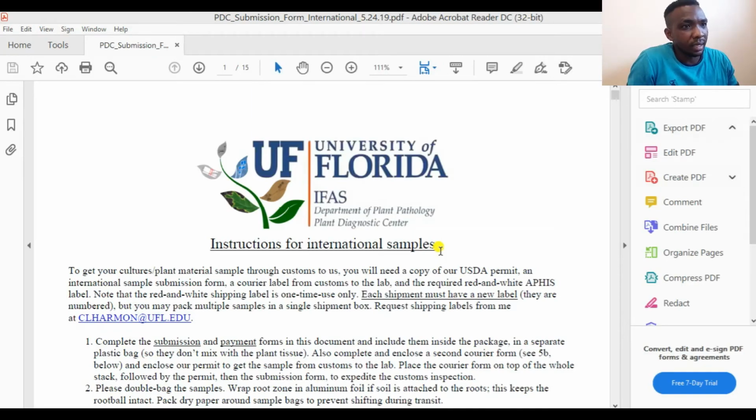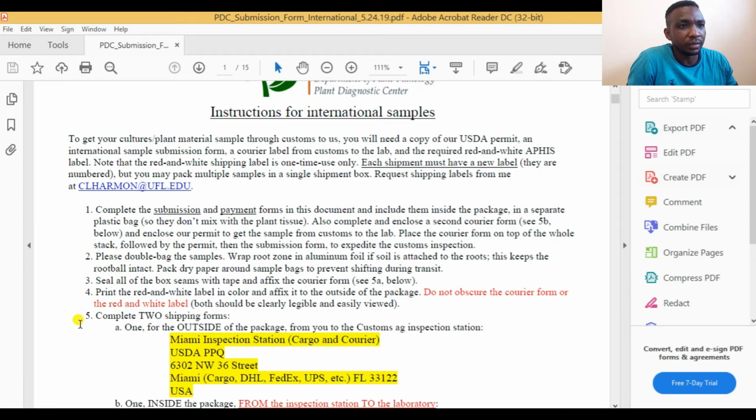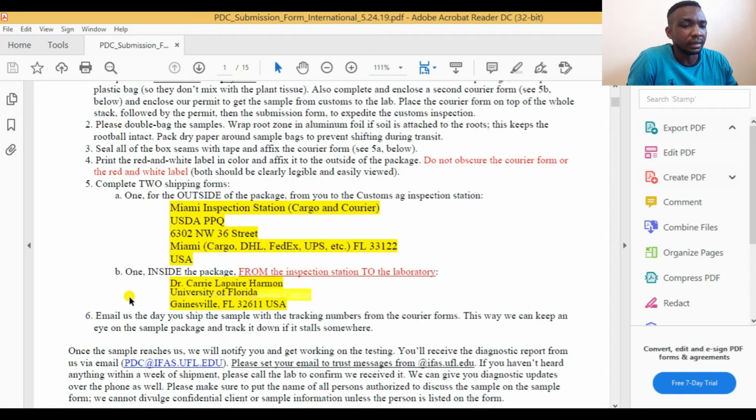So let us go. I'm first going to talk to you about the documentation that you will need, right? As you can see here, this is an instruction sheet, and this instruction sheet tells you how you need to submit the sample. So this is number 1, 2, 3, 4, 5 and 6.